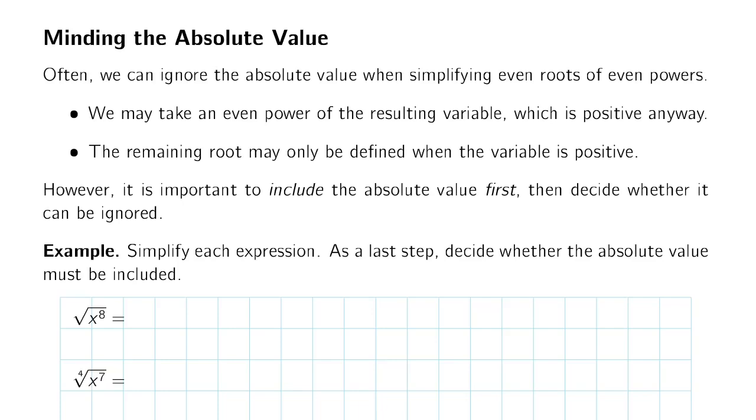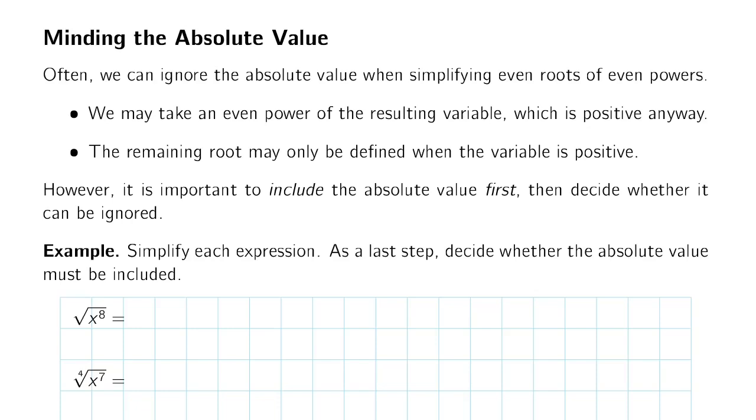How bad? I had a friend who had to rewrite about 50 pages of her PhD thesis because she ignored the absolute value when you take an even root of an even power. And that was one of the times when it's really important. So when can we ignore the absolute value?